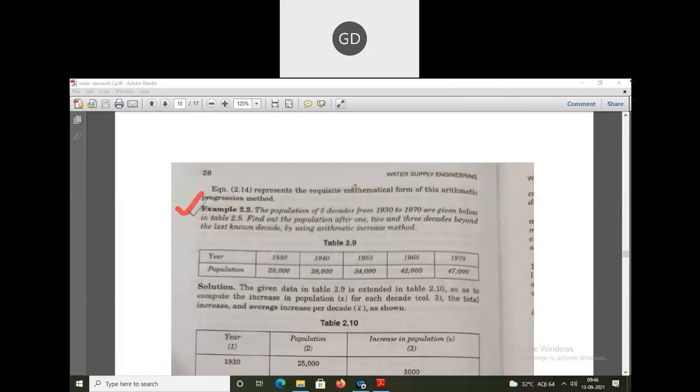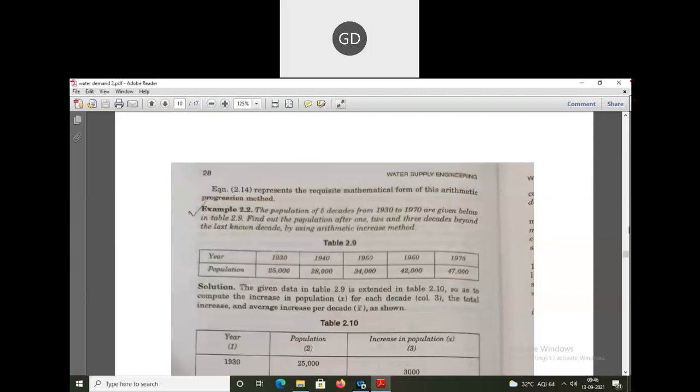The years 1930 to 1970 are given, so the population from 1930 up to 1970 is given to you. You have to find the population for the next 3 decades, that is 1980, 1990 and 2000, using the geometric increase method. That will be mentioned in your question, whether you need to do it by the arithmetic increase method, the geometric increase method, or the incremental increase method. So the question is the same here.